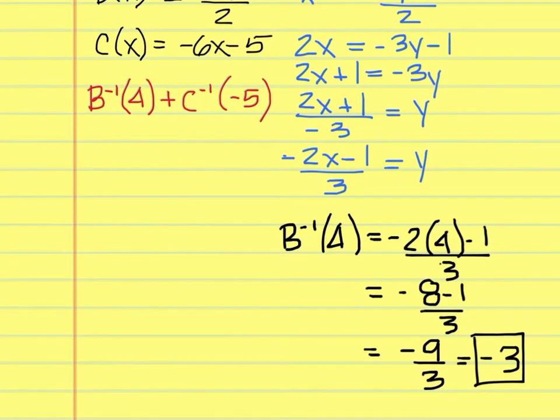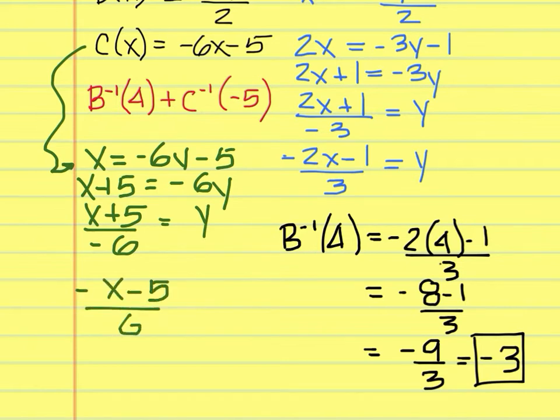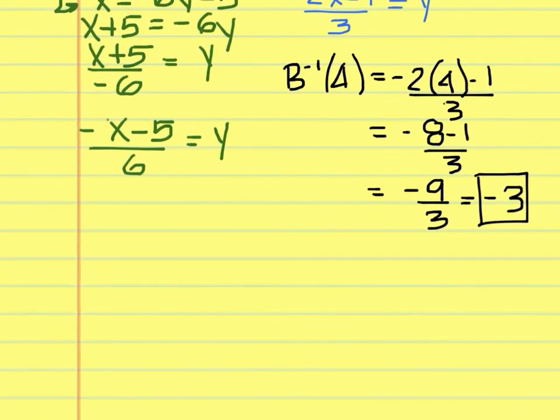And then go to the c function. We'll do that one in green. And we'll start here. x equals negative 6y minus 5. So that's going to be x plus 5 equals a negative 6y. And then x plus 5 divided by negative 6. Change the signs on the top and the bottom. And now for that one we have to find negative 5.